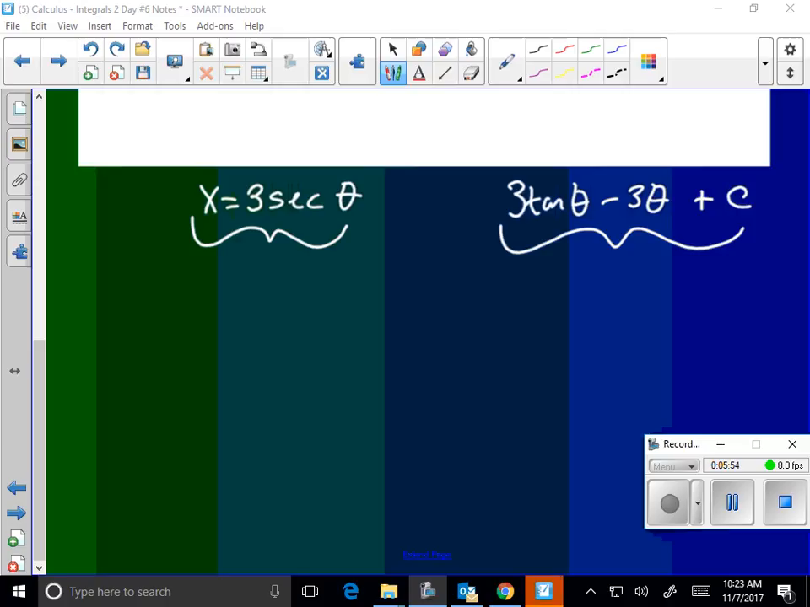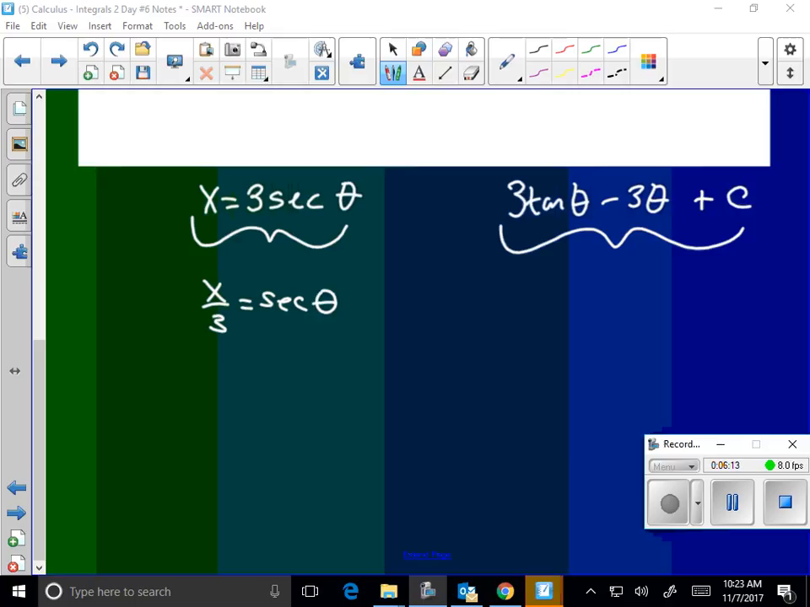The arc secant. So that's an ugly one to mess with, right? But what would you do, Diogo? Okay, so first let's move the 3. How would you move the 3? Divide. So I'd get x over 3 equals secant of theta.